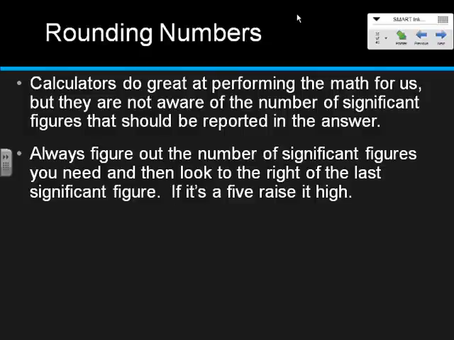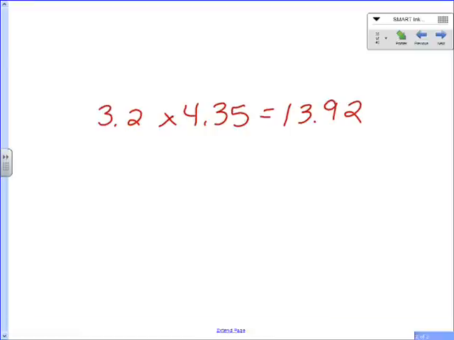So let's just have a rounding reminder lesson, because this should be something that you've already learned. You always figure out the number of significant figures you need. You look to the right of that last significant figure, and if it's a 5, then you raise that high. Let's look at an example.